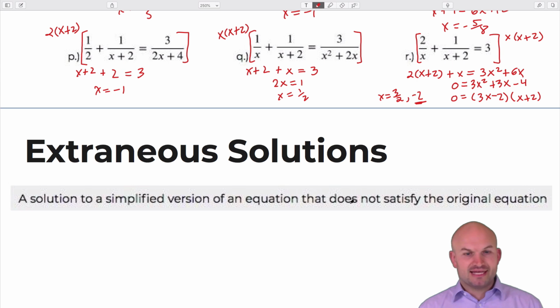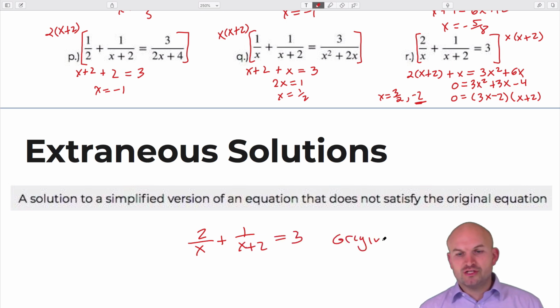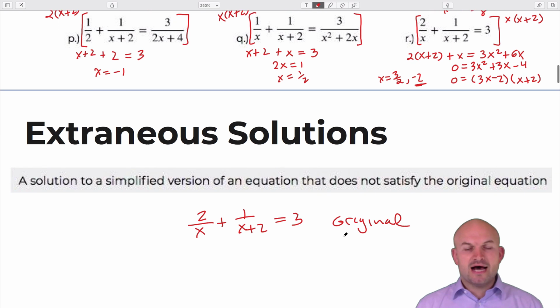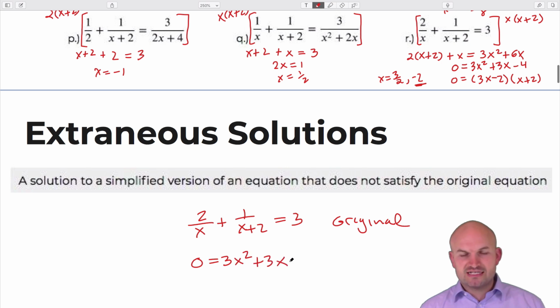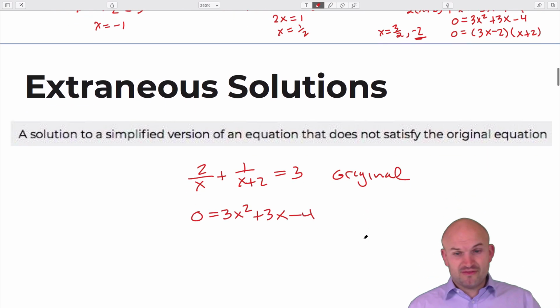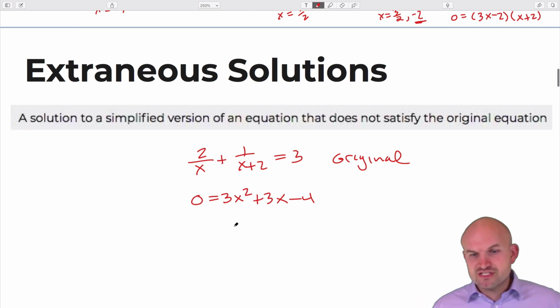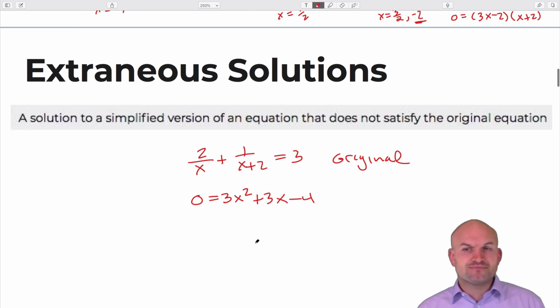So let's look back at what we have. I had 2 over x plus 1 over x plus 2 equals 3. That is my original equation, right? Now, obviously, when I multiply by the LCD, I get this nice, lovely quadratic that looks like this, 3x squared plus 3x minus 4.